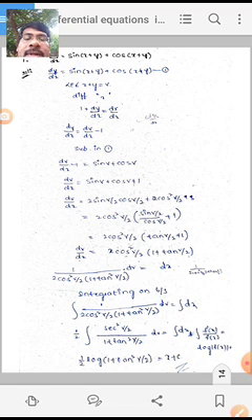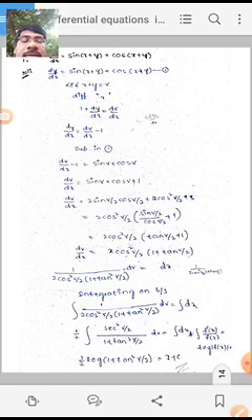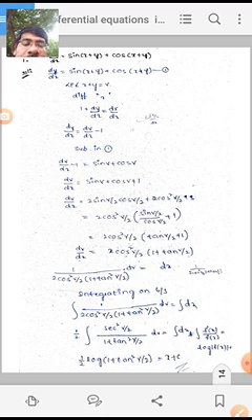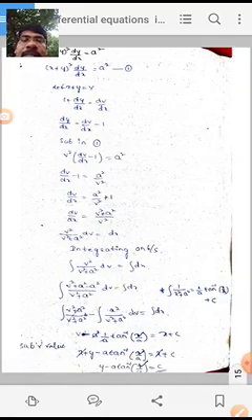Here we have to separate the variables, the v variable and the x variable. 1 by 2 cos square v by 2 of 1 plus tan v by 2 dv equal to dx. Integrating on both sides, we are getting 1 by 2 log of 1 plus tan square v by 2 is equal to x plus c. Here, in the place of v you have to substitute x plus y. The final result is 1 by 2 log of 1 plus tan square of x plus y by 2 is equal to x plus c.